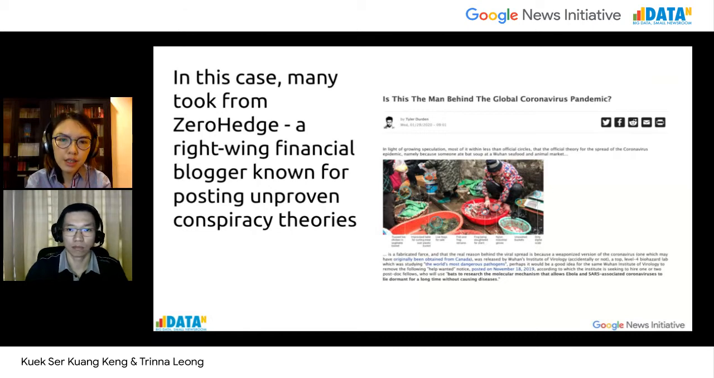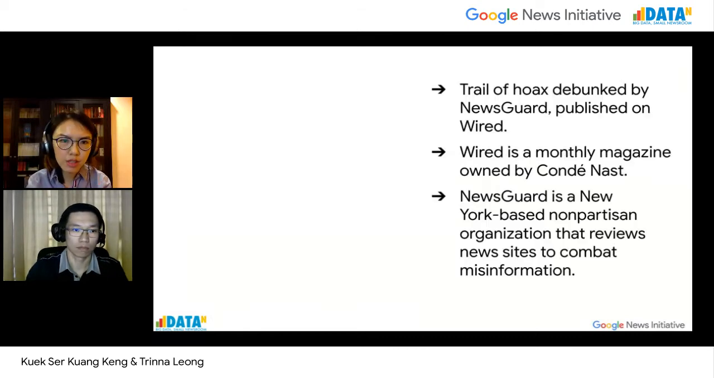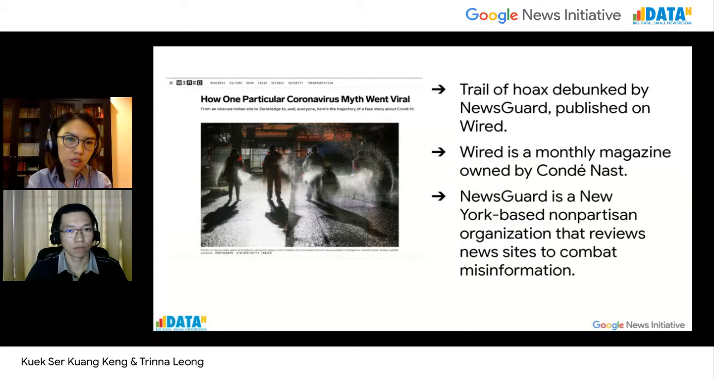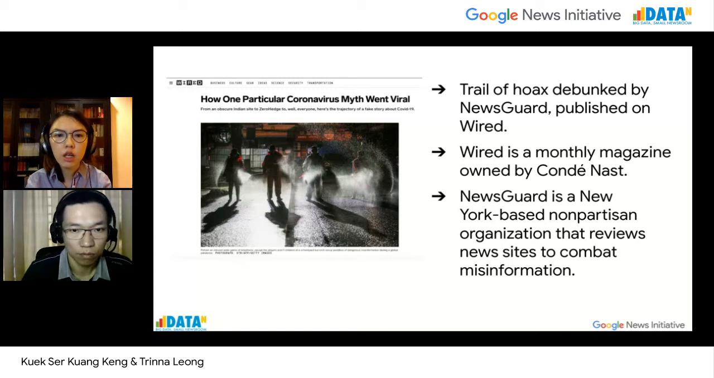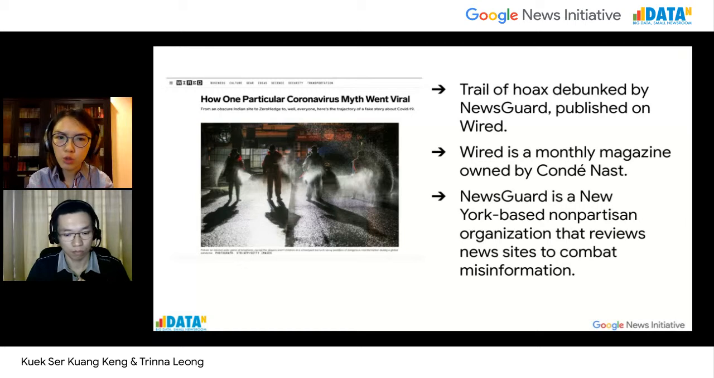Then what happened was, it was later on debunked by an organization called NewsGuard, which is a New York-based nonpartisan organization specifically reviewing news sites to combat misinformation, right? And then it was published on Wired, which is a monthly magazine owned by Condé Nast. So we looked up NewsGuard and we know Wired. We know Wired is legit. We looked up NewsGuard, we looked at the About Us page, and we also found that okay, it's a legit website.